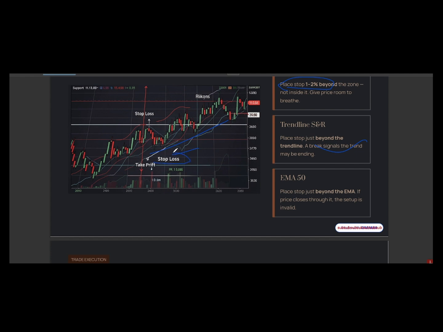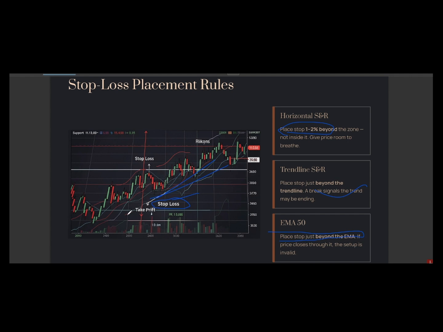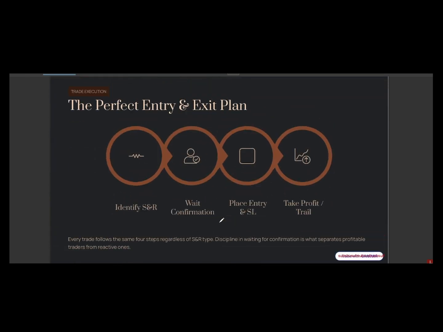Like you can look here, the stop loss is put here and the trendline was like this. They put it below. And EMA traders place their stop loss just beyond the EMA. Let's imagine this was an EMA, 50 EMA. Their stop loss will be set here, just below the EMA. Now, what is a perfect entry?